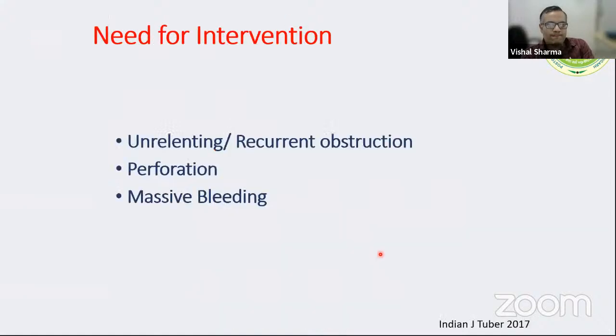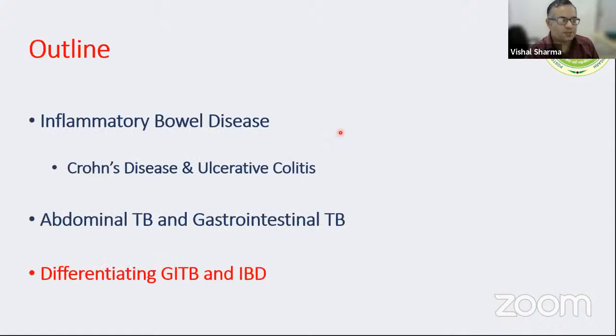Now, if you see what are the conditions when you need surgery or any intervention. When there is unrelenting or recurrent obstruction or not treatable with endoscopy, you need surgery. If there is a perforation at presentation, or if there is a massive GI bleed, which is uncommon.